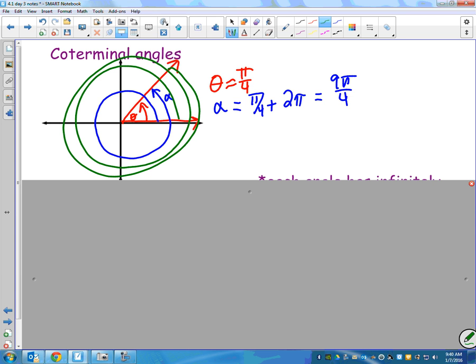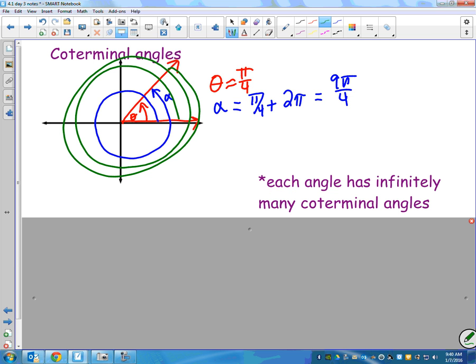And so then to find the green angle, you agree I would just add 2 more pi to this. I would take pi fourths plus 4 pi. So I think we can say that every angle that you can think of has infinitely many coterminal angles, because you can always just keep adding 2 pi. Or you could go the other way. You could go clockwise and you could keep subtracting 2 pi. And you could give me the negative angle.